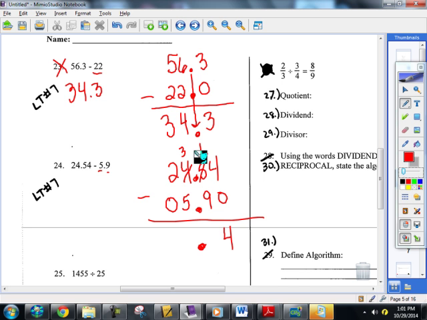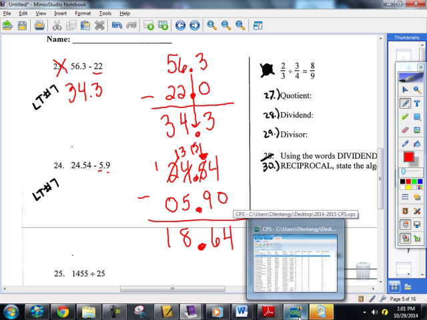Now I'm going to turn that $1 bill into 10 dimes. Add it to my 5 that I already had. Now I have 15 dimes, right? 15 minus 9 is 6. $3, can't take 5 from it, right? So I go over and borrow a $10 bill. I turn that $10 bill into 13 $1 bills. 13 minus 5 is 8. 18 and 64 cents. Or 18 and 64 hundredths.